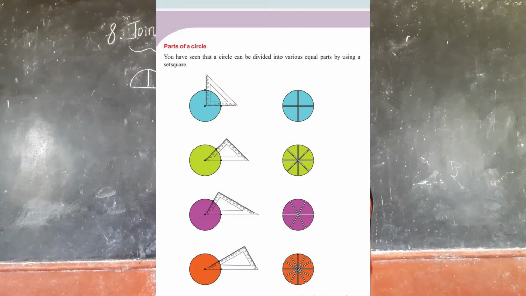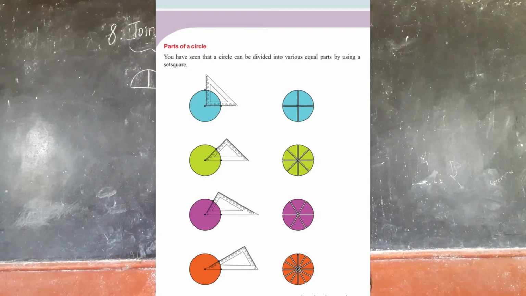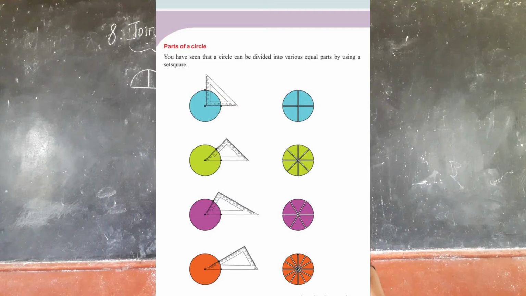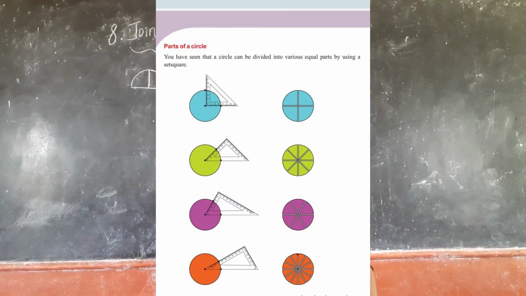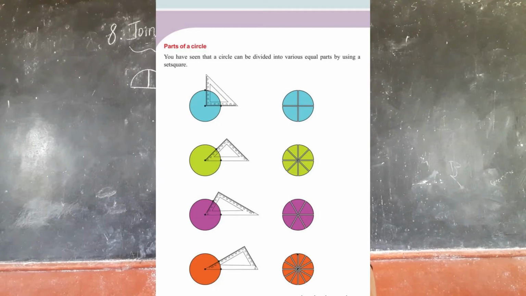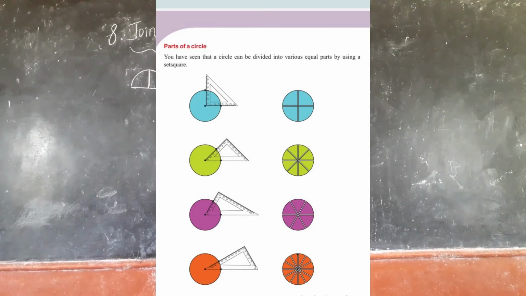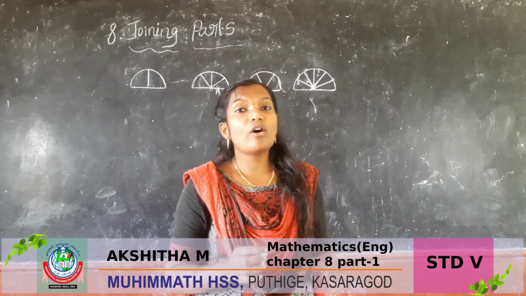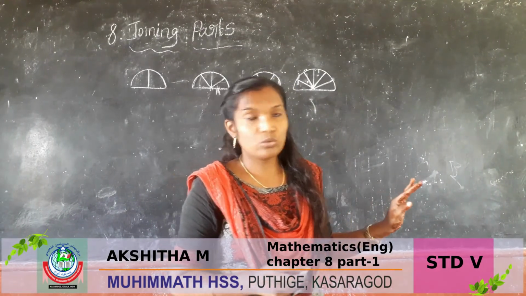The first circle is divided into 4 equal parts. In the second picture, the circle is divided into 8 equal parts. In the third picture, the circle is divided into 6 equal parts, and in the fourth picture, the circle is divided into 12 equal parts. Let us see different forms of 1 by 2.